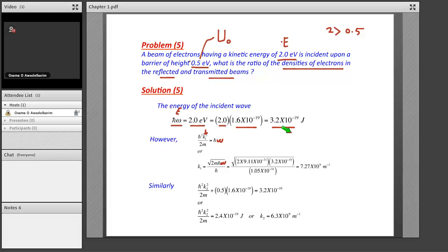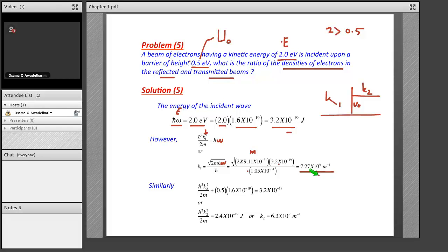So 2 times 9.1 times 10^-31, that's the mass of the electron in kilograms, times this energy ħω, which is 3.2 times 10^-19 joule, divided by the reduced Planck's constant ħ, which is 1.05 times 10^-34. This is the wave number K1 that we get in the left-hand side region. I'm thinking of this barrier height here. This is my U0. And so I have a K1 here, and I have a K2 on the other side. So my K1 is 7.27 times 10^9 meter^-1.